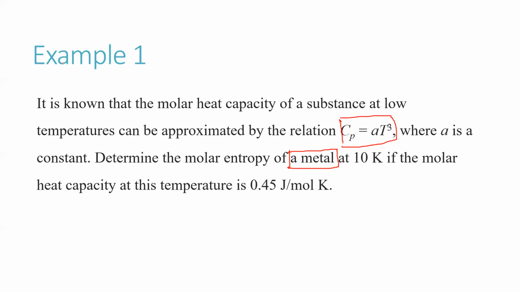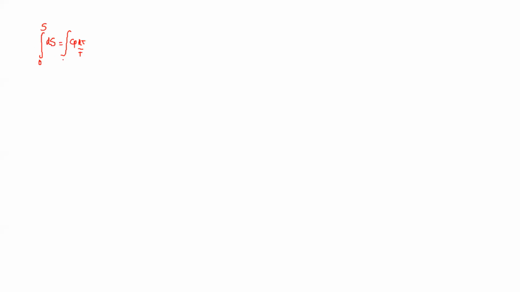So this is a very simple problem. We simply need to calculate entropy. So entropy is equal to integral of Cp dT by T. We are going to integrate from 0 to S, where S is the absolute entropy. And over here, we are going to integrate from 0, that is absolute 0, to 10, which is the given temperature.